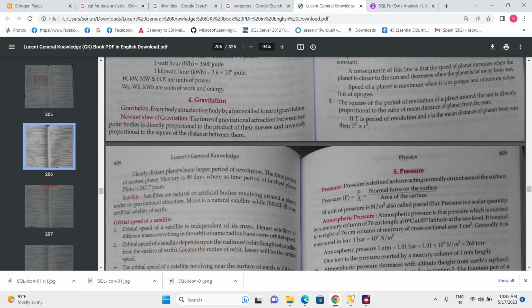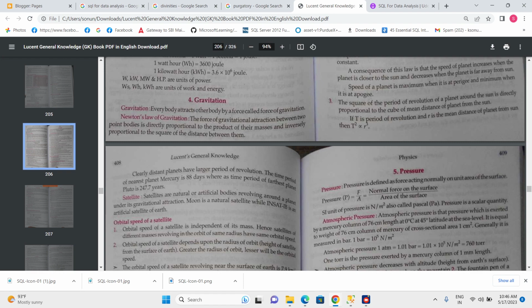Another important point: based on the above points, we can have one conclusion, that a distant planet has a larger period of revolution. The time period of the nearest planet, Mercury, is 88 days, whereas the time period of the farthest planet is 247.7 years. Because as per Kepler's law, if any planet is near the sun, its velocity will be more.